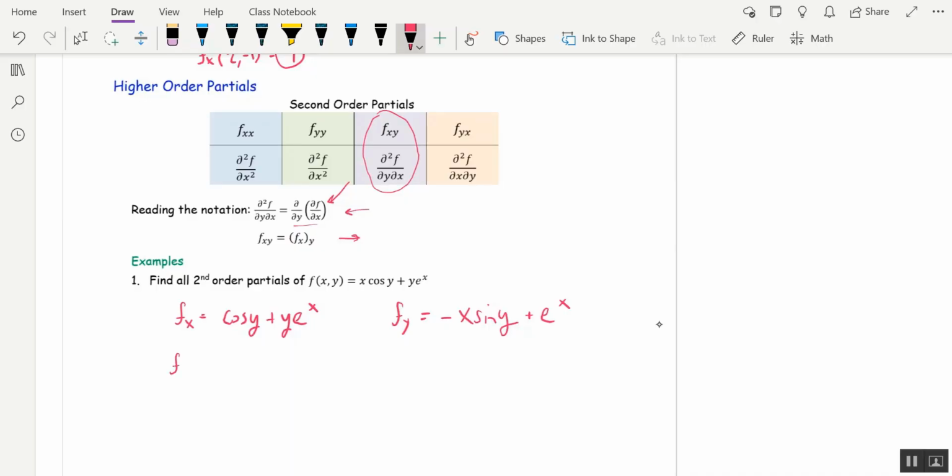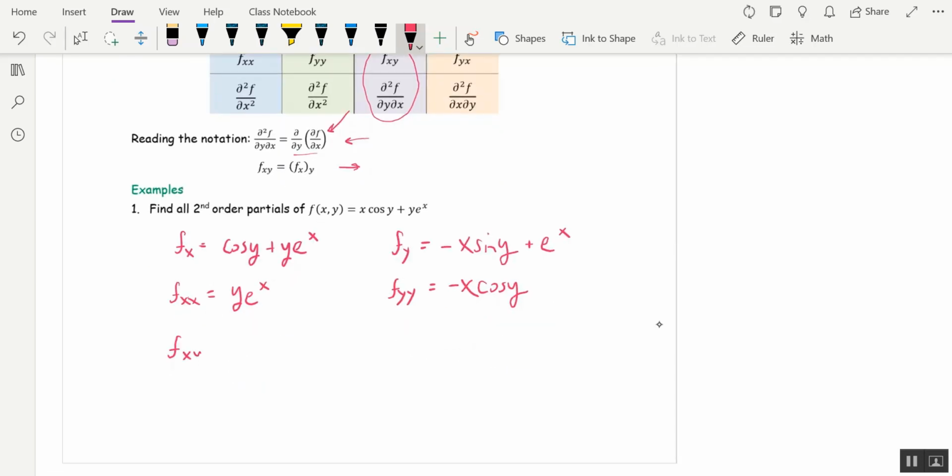Okay, f sub xx. That means take the partial with respect to x of f sub x. So the cos y will drop out because that's a constant. And then we get y e to the x. All right, f sub yy, take the partial with respect to y of f sub y, and we get negative x cosine y, and that's it, because e to the x is constant, okay?